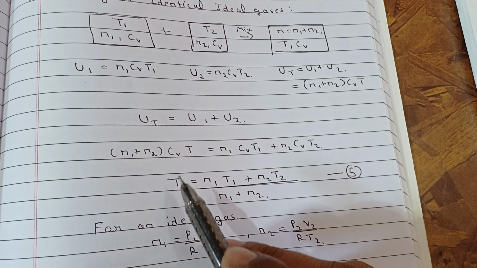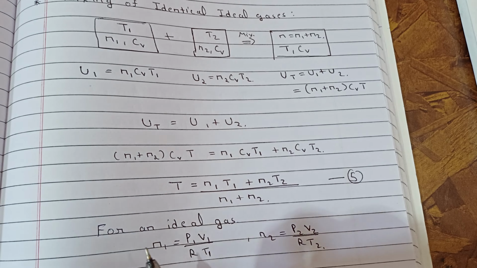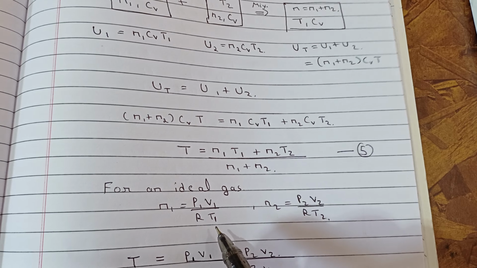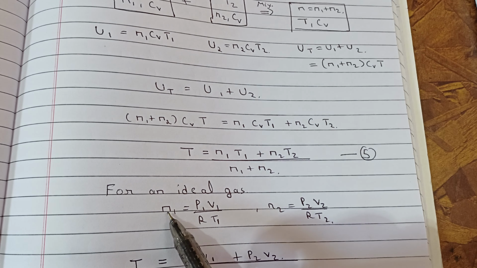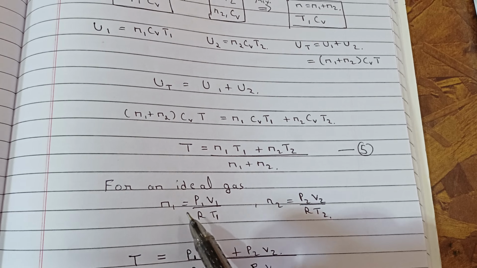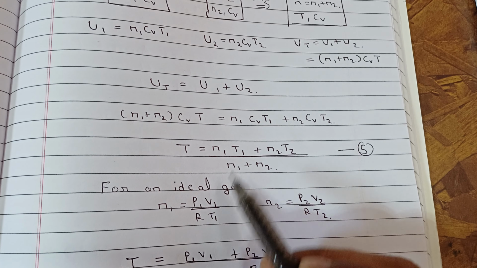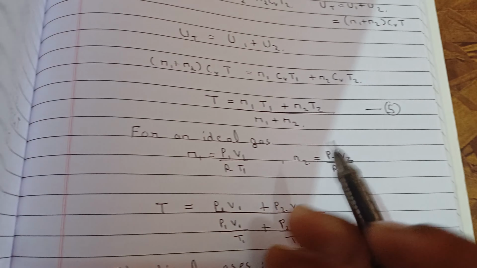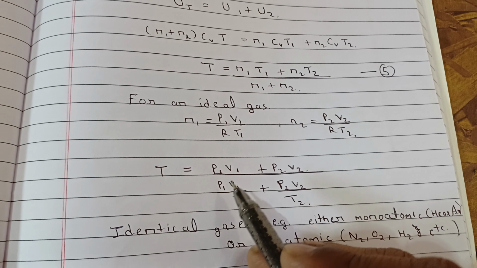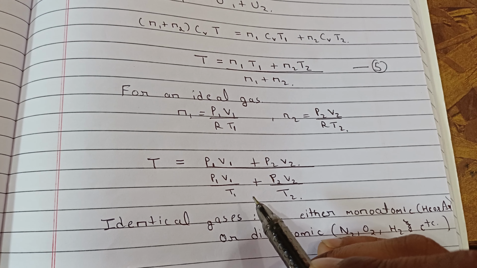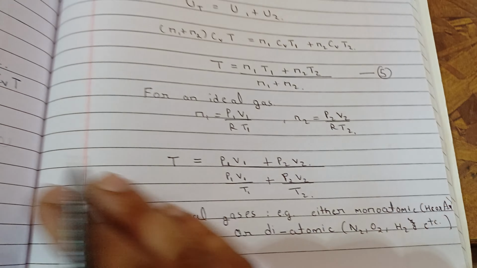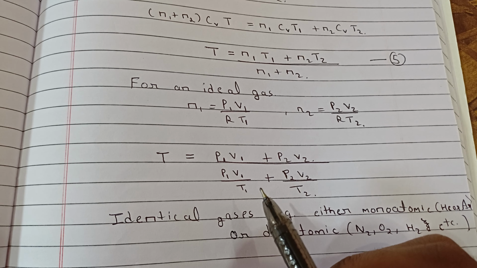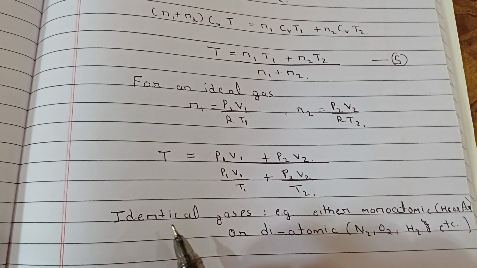So from here you can find, and you can also make it like this: for ideal gases we know the formula PV equal to nRT, so n equal to PV upon RT. Just substitute it here for N1 and N2. T1 will cancel out, T2 will cancel out, and R will cancel out from all four factors, and you will get this type of formula. Final temperature will be (P1 V1 plus P2 V2) over (P1 V1 upon T1 plus P2 V2 upon T2). This is the final temperature for the ideal gas, for ideal gases only, which are the same gases in the final mixture.